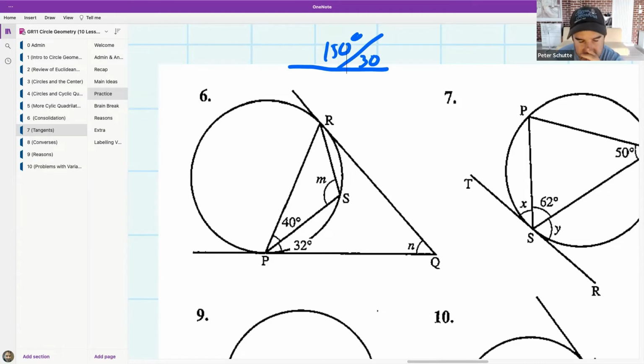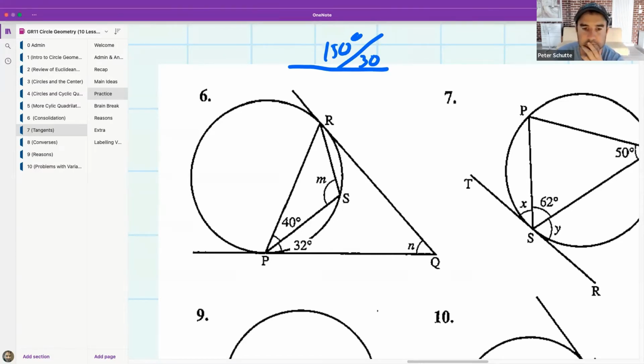Okay, so the first answer that's come in is M is 100. I don't know if it's right yet. I haven't worked it out, but let's keep those answers coming. And then also an answer for N.